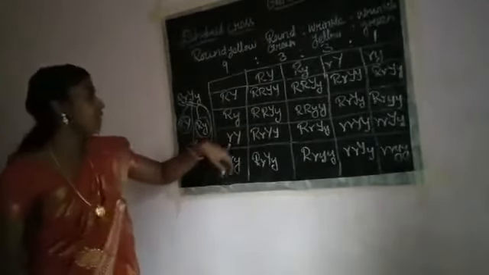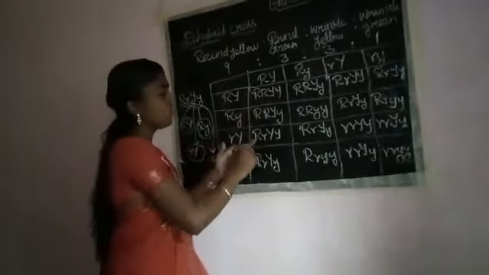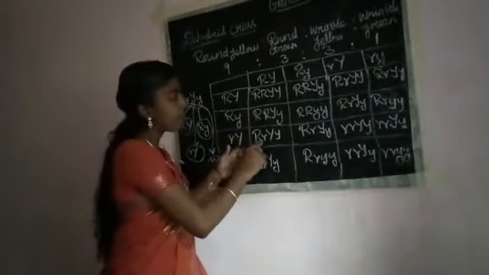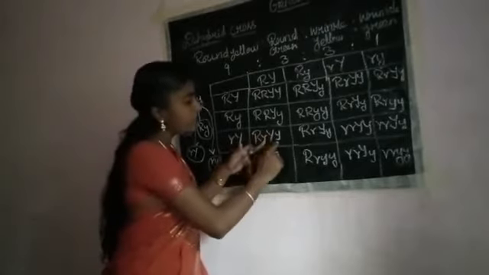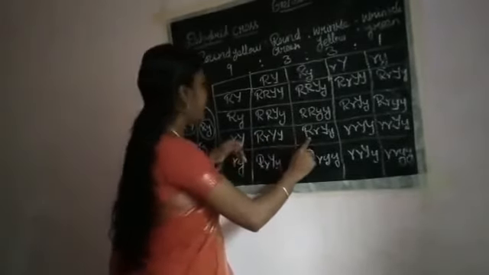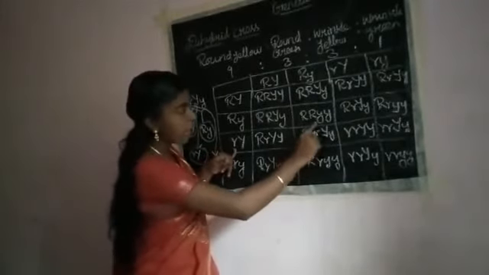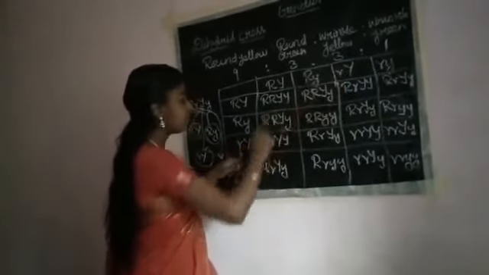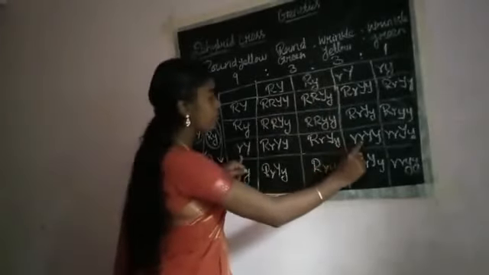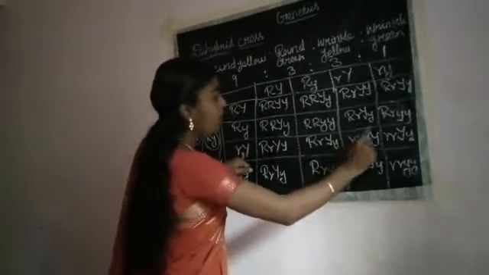And in the third row, we fuse these two. In the first cell, we get capital R, capital Y, small y. Then in the second cell, when we fuse these two, capital R, capital Y, small y. Then third, when we fuse these, small y, then small y.